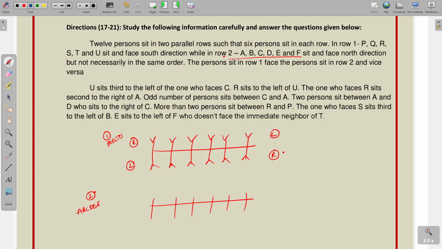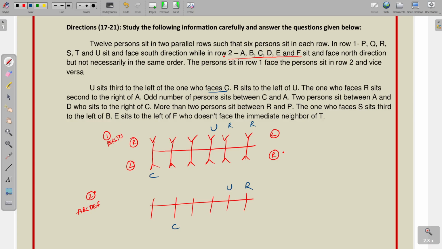See the first one. U sits third to the left of the one who faces C and R sits to the left of U. Suppose C is placed here, and U is the third to the left of the one who faces C. So 1, 2 and 3, here U is placed and R sits to the left of U. R is placed either here or here. Okay, 2 possibilities. If C is placed here, U is coming here and R is placed here.